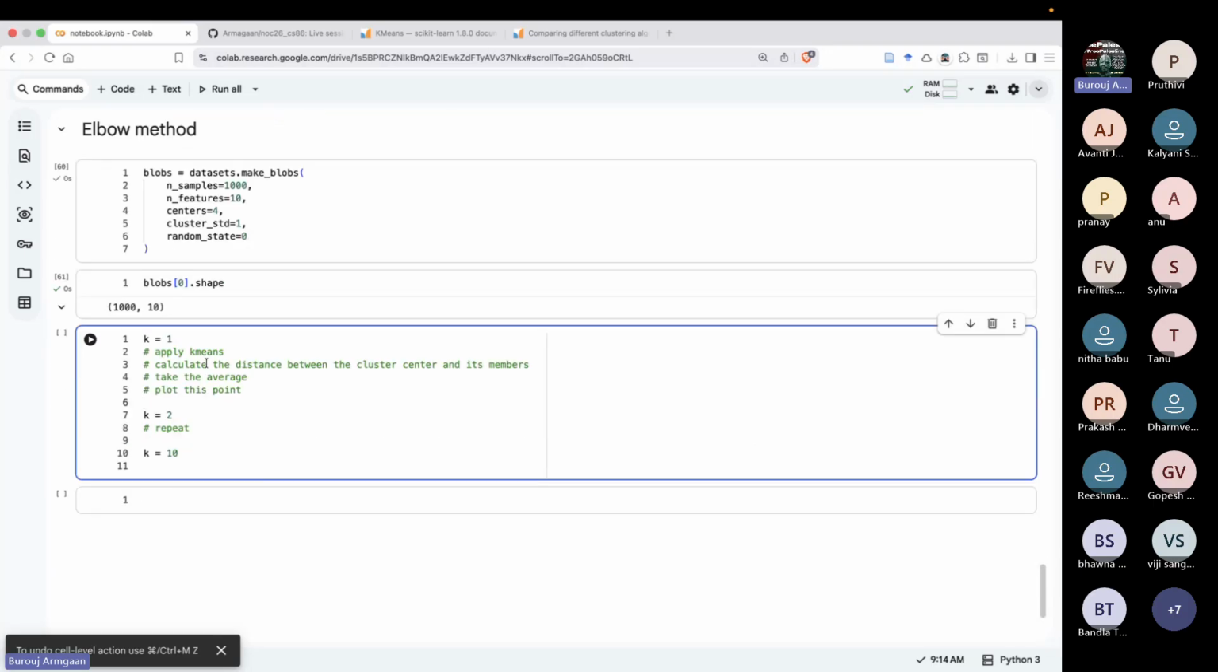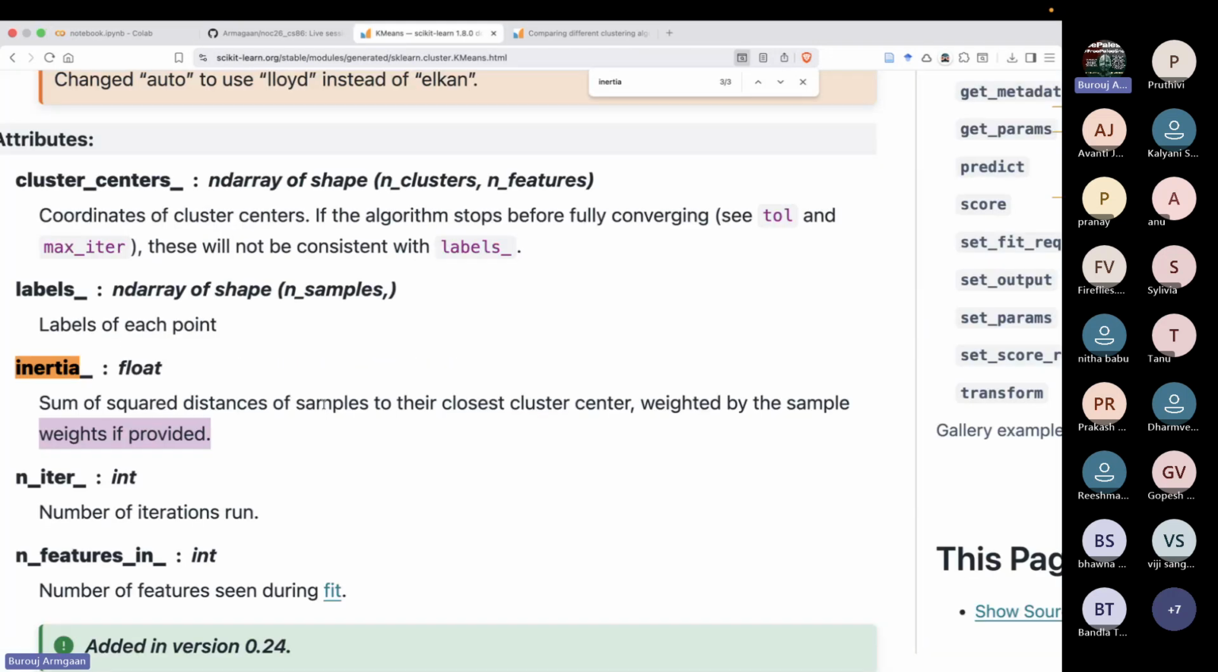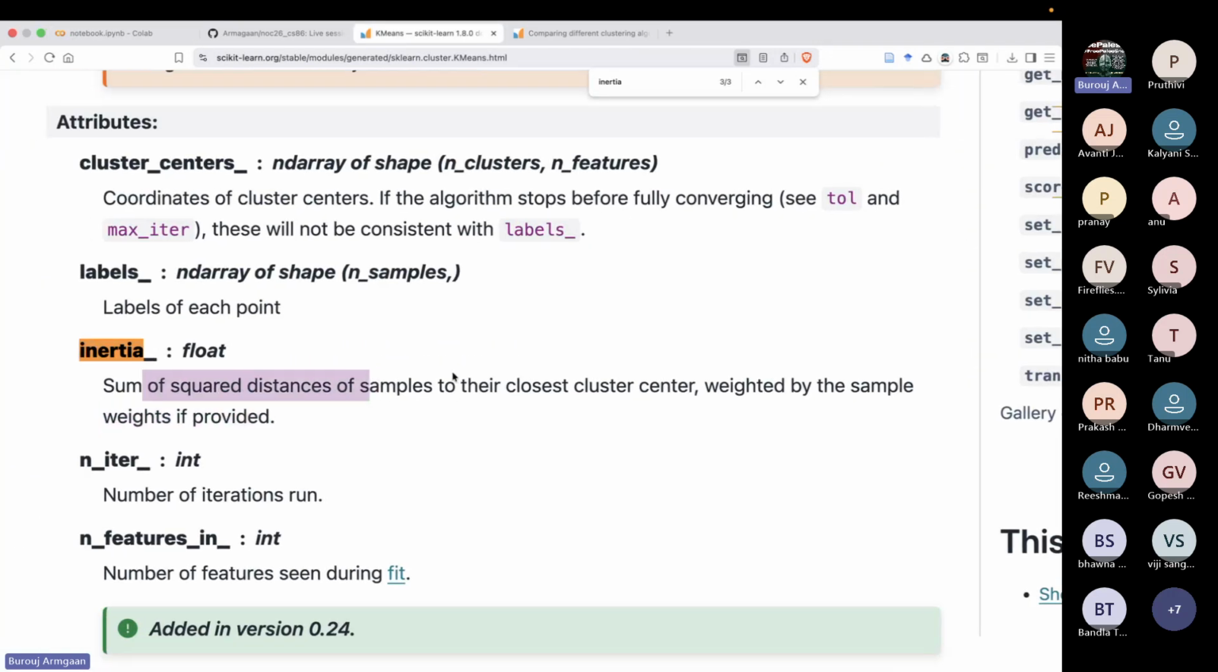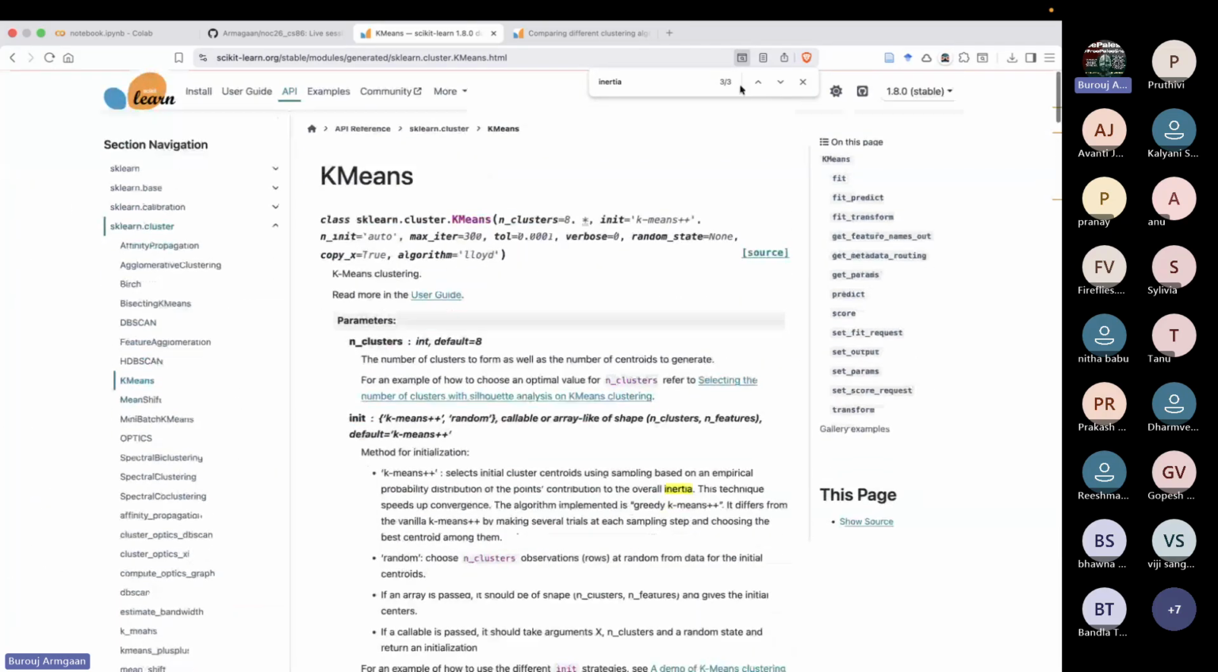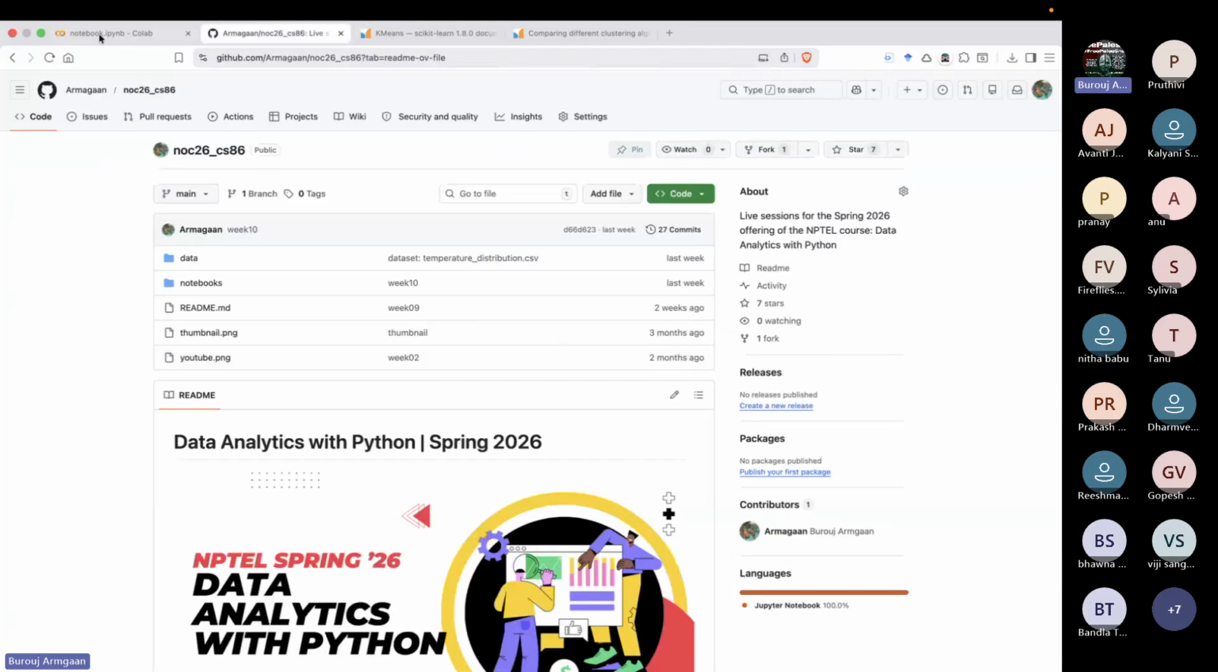Essentially, you apply k-means, you calculate the distance from each of the cluster centers to its members, and you take the average. This inertia is essentially the same thing: the sum of square distances of samples to their closest cluster center, and then you essentially average it. So once k-means is trained, it can return this thing to you, inertia. And you essentially want to plot this inertia point. So let's see how it happens.